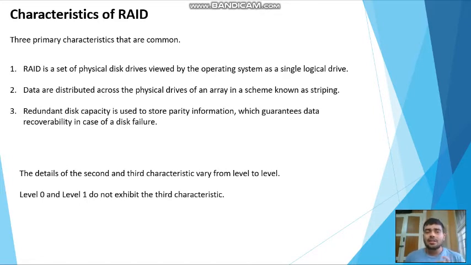But something that is important to note here is that the details of the second and third characteristic vary from level to level, right? That means that they can have their own independent schemes and how they stripe the data, which we'll also see when we come to those levels. But the second thing to note is that level 0 and 1 do not exhibit the third characteristic. I'll explain why. In the truest sense, they're only honorary members of the RAID cycle, but are not actual members of the RAID cycle, and they do not exhibit the redundant characteristics.